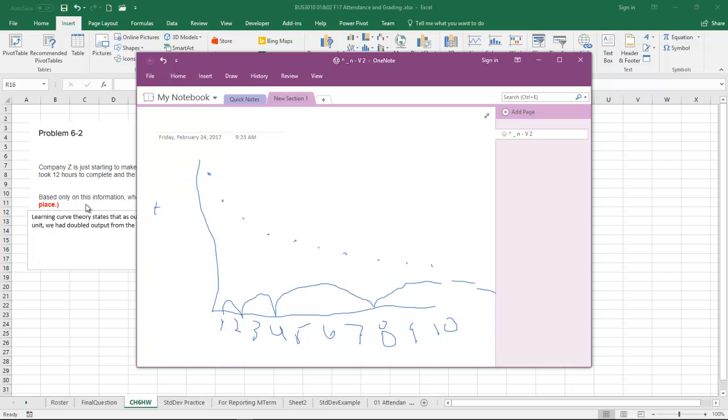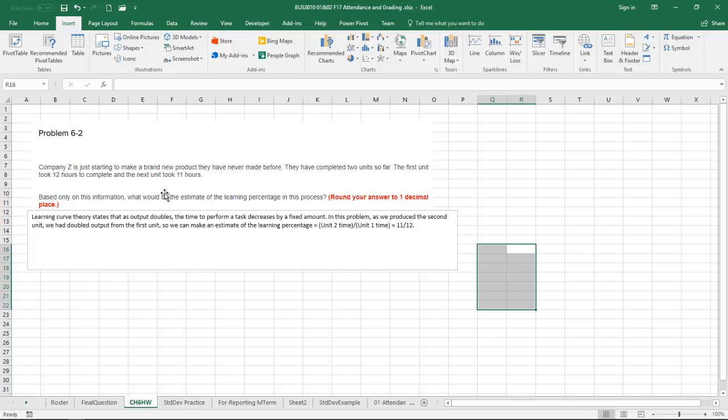Okay, so in our problem, I'm going to go back over here. In our problem, they're trying to get us situated here. It says the first unit took 12 hours to complete, and the second one took 11 hours. So I'll do that over here. So the first one, here's 1. And here's, I guess we'll go down the page here. So the first unit that we made took 12 hours, and the second one took 11 hours. Okay, and the way that we compute that is, what was the learning curve? We doubled the number of units from 1 to 2, so we should just take the time it took was 11 divided by the time it took for the first unit.